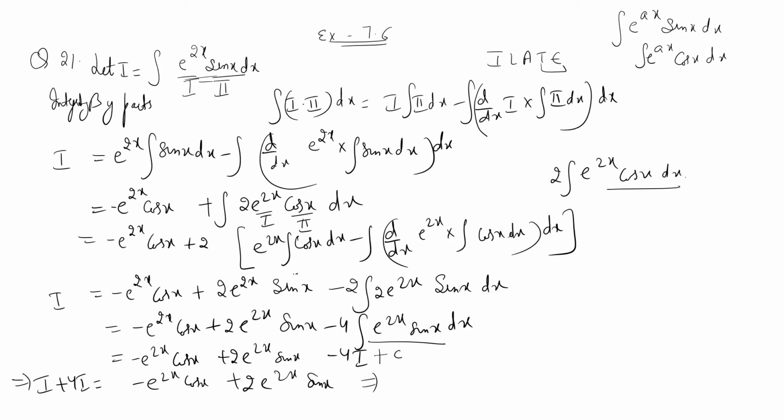So this is 5I. I will divide by 5 on both sides, so it will be something like minus e^2x cos x by 5 plus 2e^2x sin x by 5, and plus c upon 5, which I term as say c1, where c1 is c upon 5, which is the required answer, right?